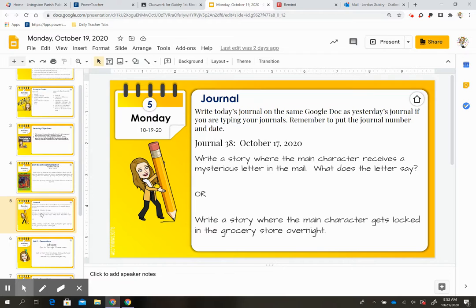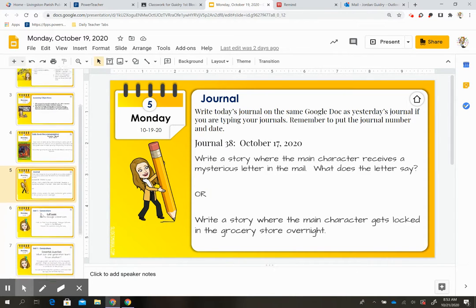Here's your journal prompt. It will always be on slide number 5. And so this one says Journal 38, October 17th, 2020. And you have a choice. It tells you that you are going to either write a story where the main character receives a mysterious letter in the mail and tell me what it says, or write a story where the main character gets locked in a grocery store every night.